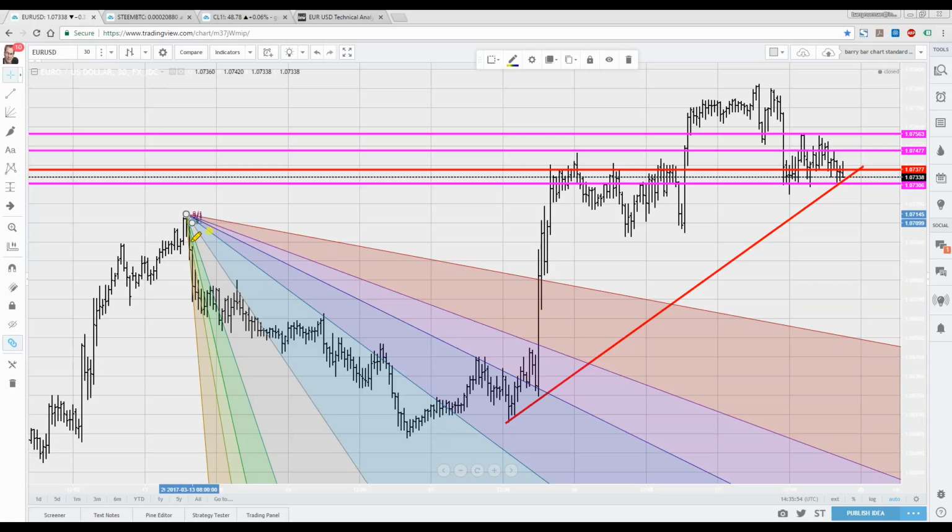Then we have the 2-1 and the 1-2. We have the 4-1 and the 1-4. Each of these are different angles. Once you've drawn them on, the Gann fan goes forward as far as you want it to go.